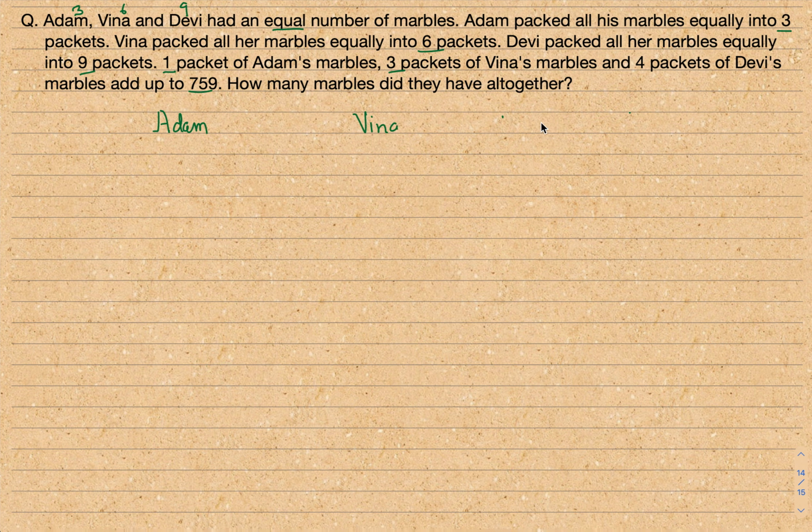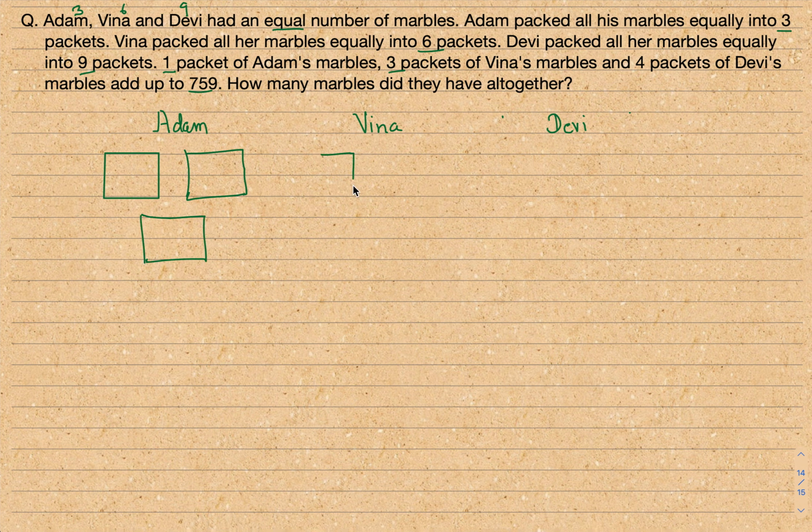Okay, so let's say this is Adam, Veena and Devi. In how many packets did Adam divide his marbles? 3, right? So let's draw 3 packets. They should be equal, almost equal. Okay, so let's say these are the 3 packets of Adam.